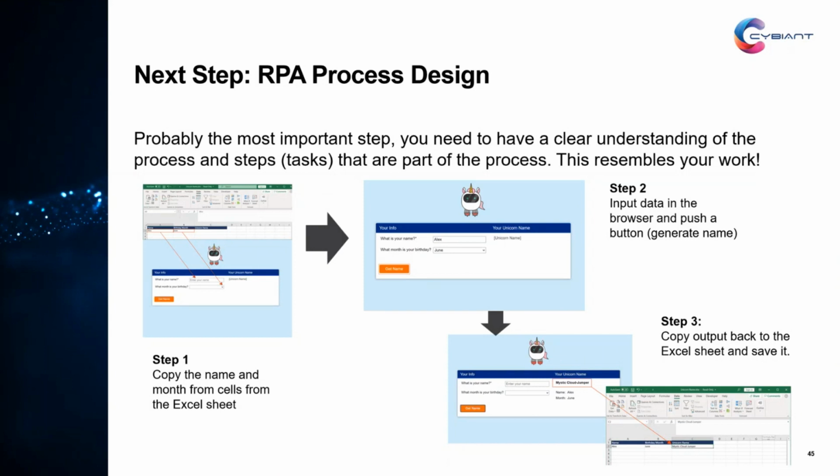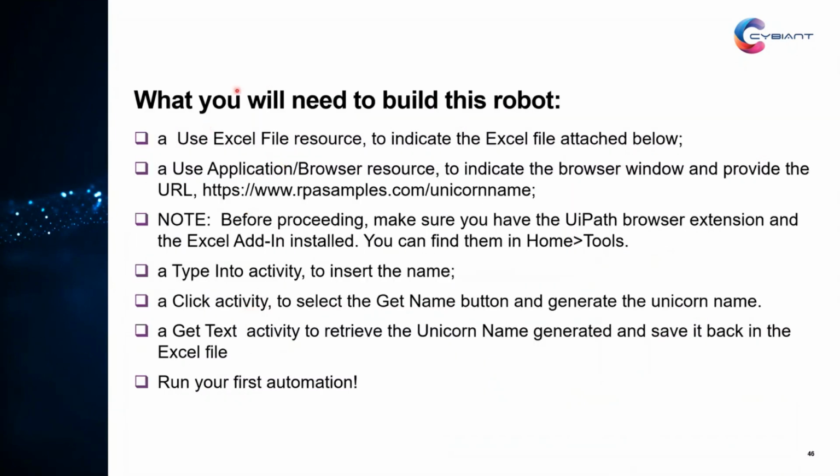Once you get the Excel file and everything, we will need to design the robot. The first step is to key in your name and your birthday, and we will extract your name and your birthday month and put them into the unicorn name generator. The second step is to click on the button get name, and it will generate your unicorn name. Then we need to copy this text and put it back into the Excel file. This is what you need to build a robot.